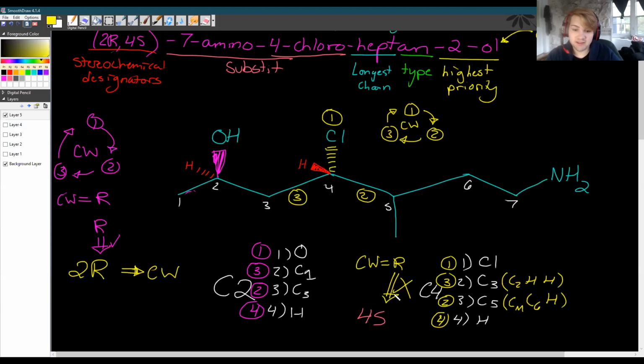So notice what we did. We determined that the rotation, the way that we've drawn it, is clockwise, and clockwise means R. It always, always, always will mean R. Clockwise will always mean R. Do we want R? No, we do not. So we have to make sure that we swap the rotation.